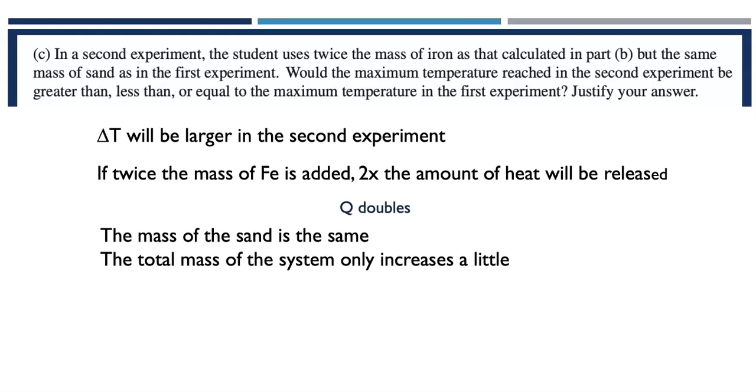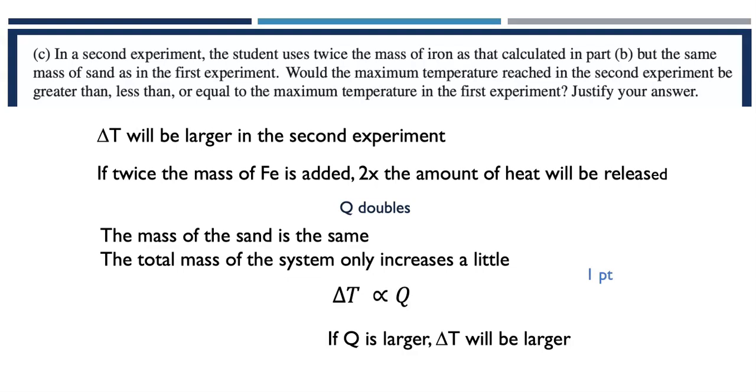It was an extra 0.026 grams of iron. So it's still going to be just a little over 15 grams. We know from Q equals mc delta T that the temperature change is going to be proportional to Q. Since Q doubled, delta T also has to be larger. This part was worth 1 point.